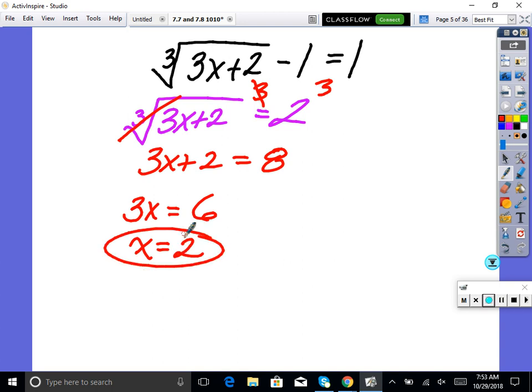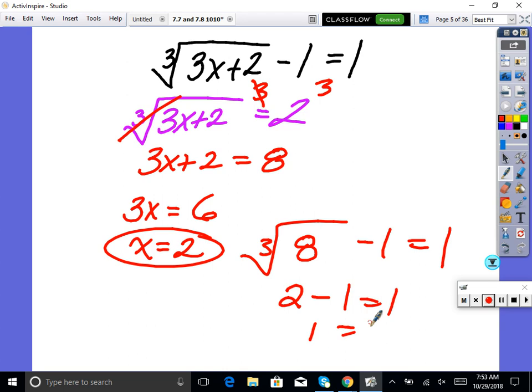And then we can check it. The cube root of 3 times 2 is 6 plus 2 is 8. 8 minus 1 equals 1. So cube root of 8 minus 1 equals 1. So then we'd have 2 minus 1 equals 1. 1 equals 1, yes. So we've done it right.